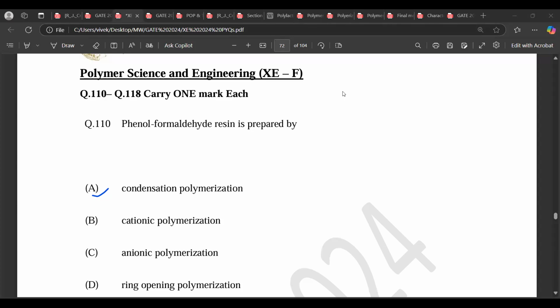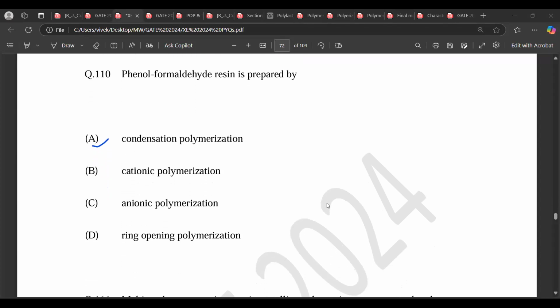So this first question is obviously a memory based question, like phenol formaldehyde. You all know it's going to be condensation polymerization. And can any one of you tell me what is the monomer for phenol formaldehyde?